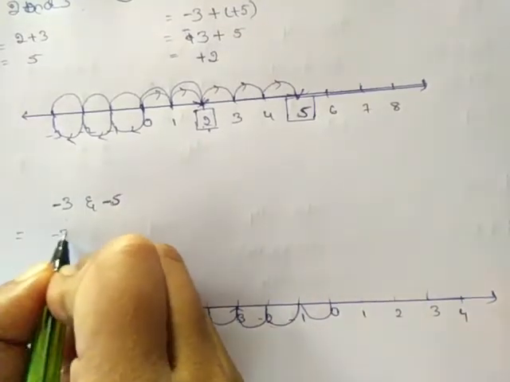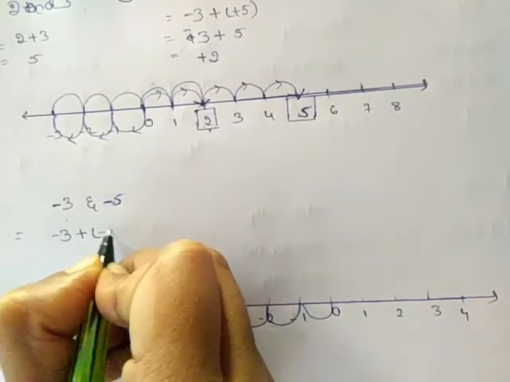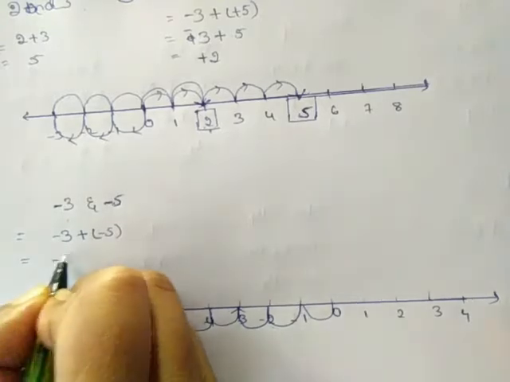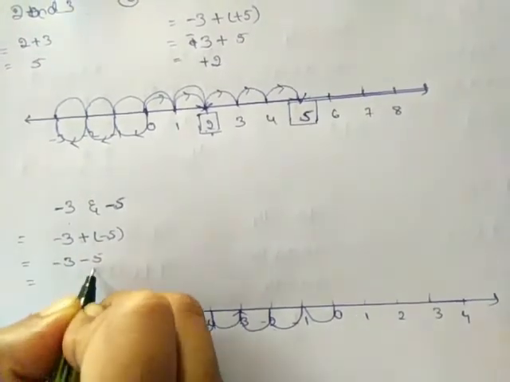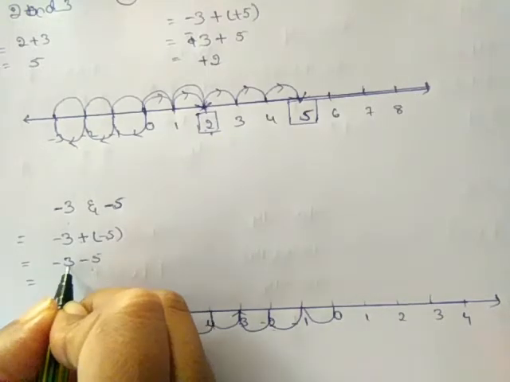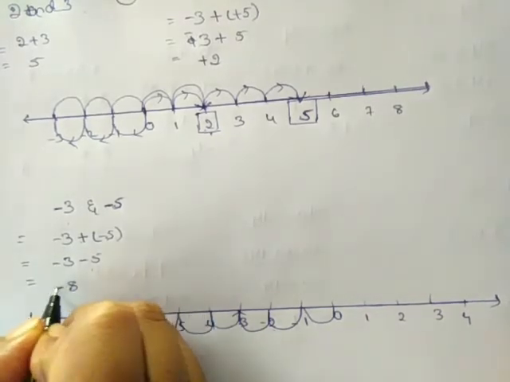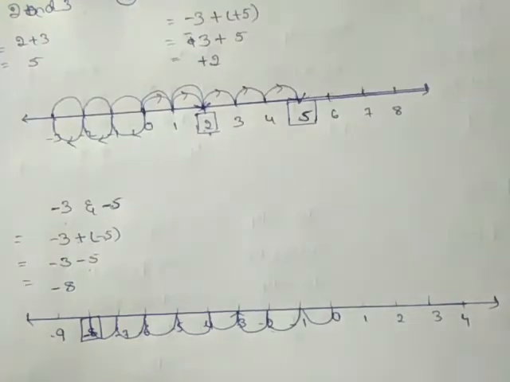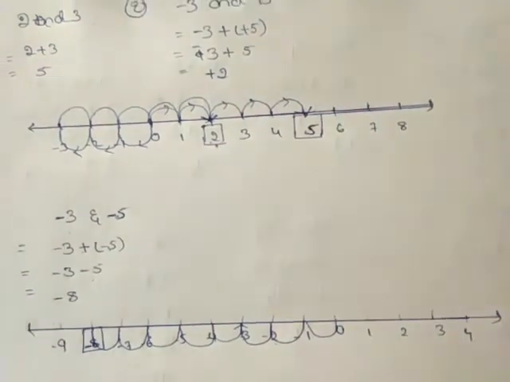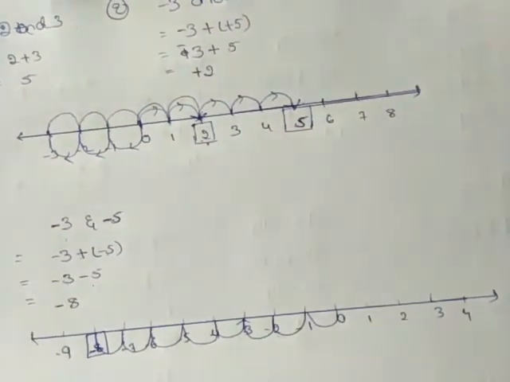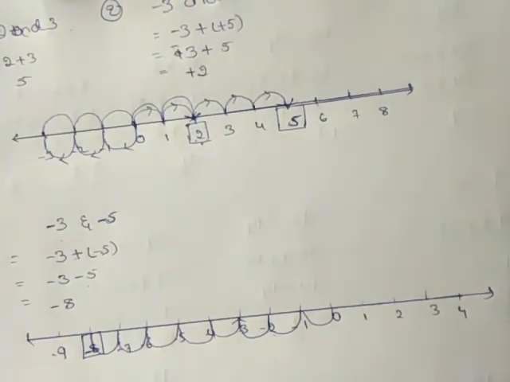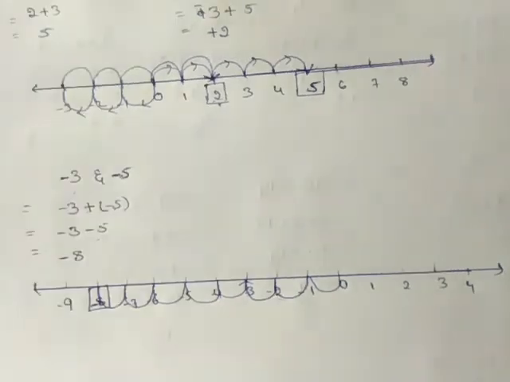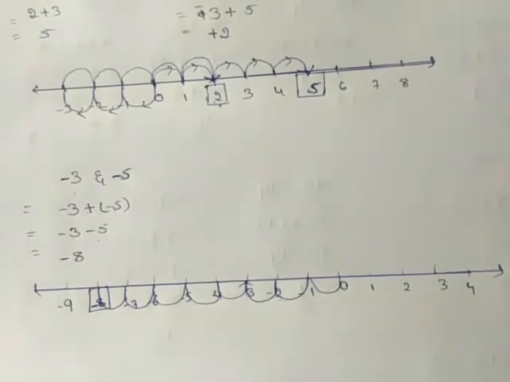We'll check it. Minus 3 plus minus 5, plus into minus gives minus 5. Having the same sign, we'll add them: 5 plus 3 is 8, and the sign of the bigger number is minus. We are getting minus 8 here. This is the representation of integers on the number line. Next, we'll solve exercise 6.2.